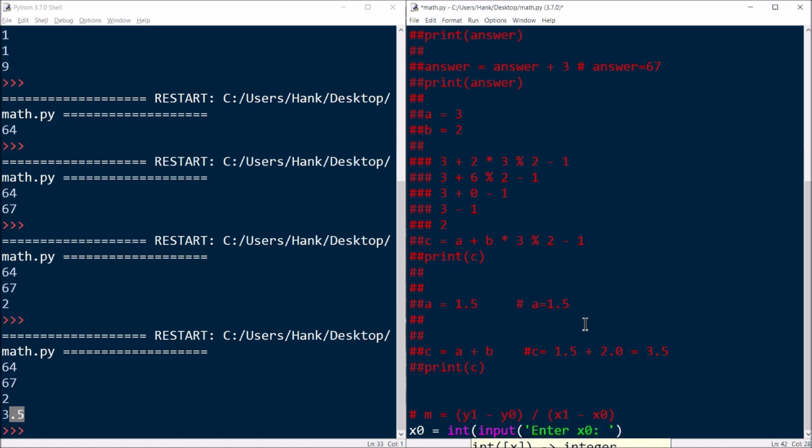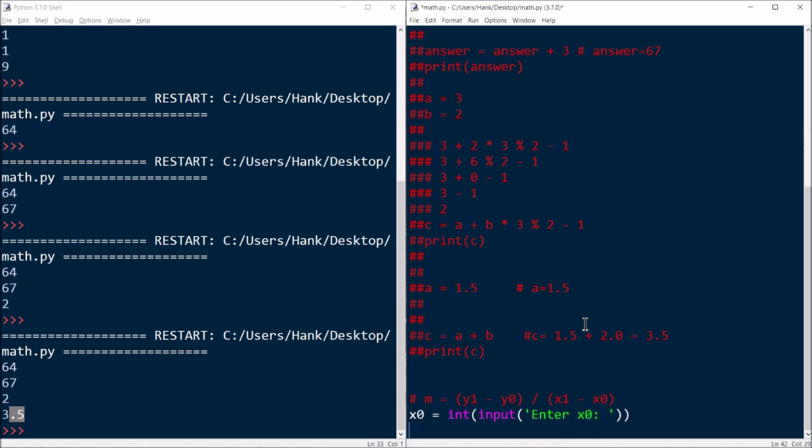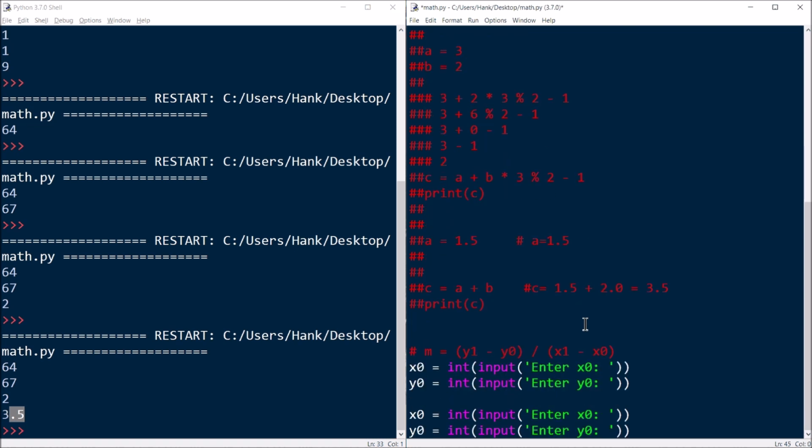Okay, and then I'm going to have to do the same thing for y0 for the first point. Okay. And then I'll do the same thing for the second point, right, on the graph. Okay, I'm going to do that, and then I'm going to calculate.